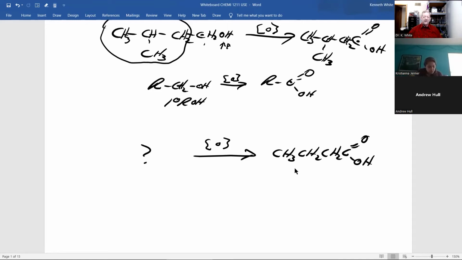And on test 3, like test 2, there'll be 3 or 4 synthesis problems. Any more would be cruel and unusual punishment, which I don't do. And therefore, what would be the starting material you oxidize to make that compound?